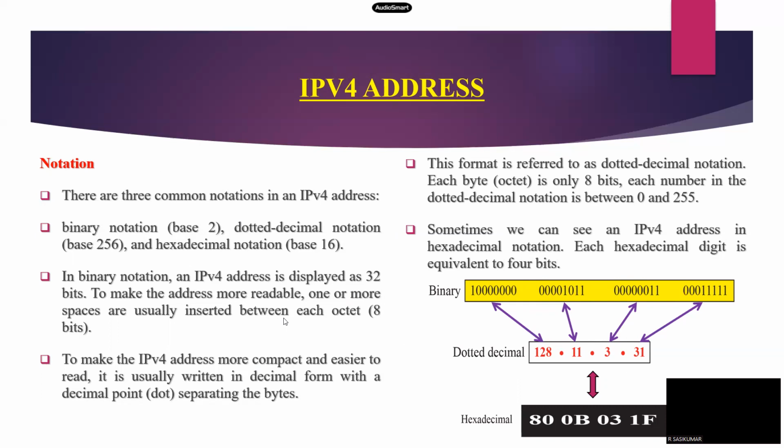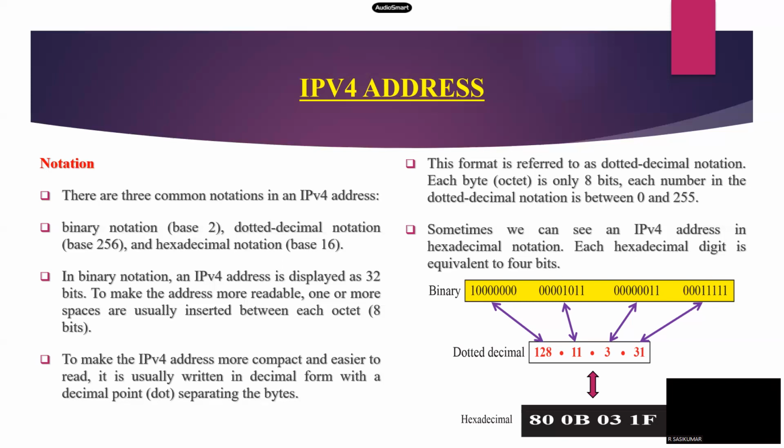The other notation is what? Dotted decimal notation. So the user wants it more compact and easy to read. It is usually written in decimal form with a decimal dot separating the bytes. So instead of 8 bits, we can represent it as a decimal number. 8 bits is called 1 byte. So 31 will be represented in terms of 8 bits. Again, instead of a space, here we have to put the dot symbol.